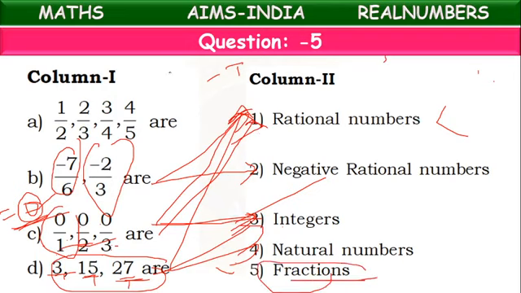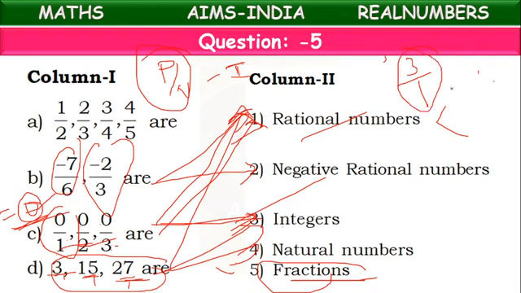Any number which can be written in the form of p by q, where p and q are integers, is said to be a rational number. Here the given number is not in the form of 3 by 1. We are assuming it as 3 by 1. If it is given like 3 by 1, then we can tell that it is a fraction. But they have not given that. So it's a rational number. It's not a fraction. It's a natural number. It's an integer. It's a rational number.